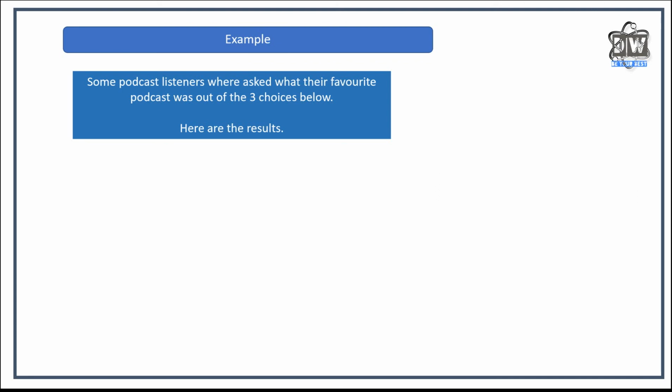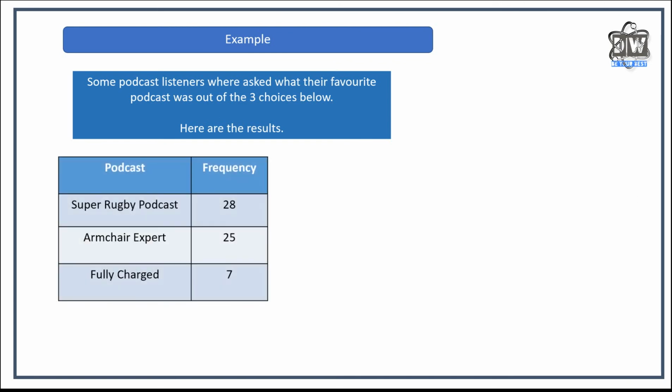So some podcast listeners were asked what their favorite podcast was out of the three choices below. Here are the results. We have the three podcasts: Super Rugby Podcast, Armchair Expert, and Fully Charged. And we can see here that 28 people chose Super Rugby Podcast, 25 people chose the Armchair Expert, and 7 people chose Fully Charged. Now this next formula is very, very key.